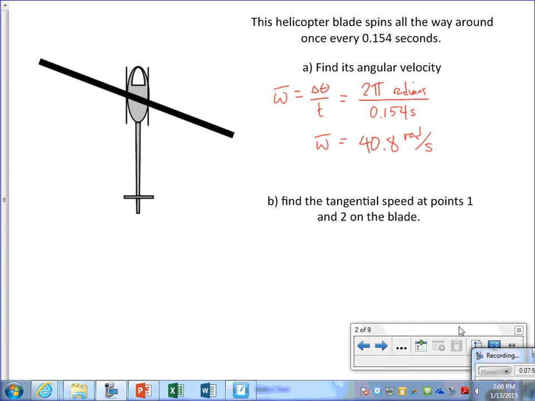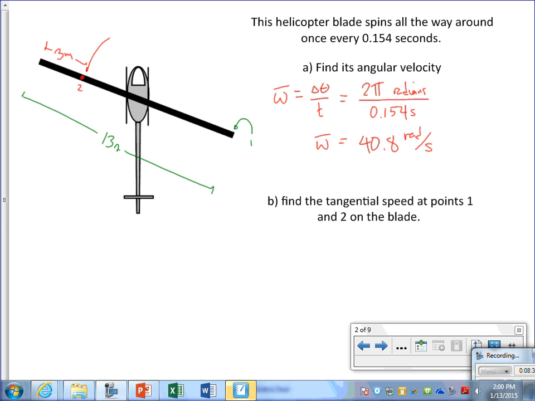Yes, okay. Let's find the tangential speed of points 1 and 2 on the blade. And we'll say that point 1 is out here, where we'll say that this blade is, I don't know, let's call it 13 meters long. All right, and then we'll say point 2 is right here, and we'll say that it's, let's call it 3 meters from the end. There's point 2.